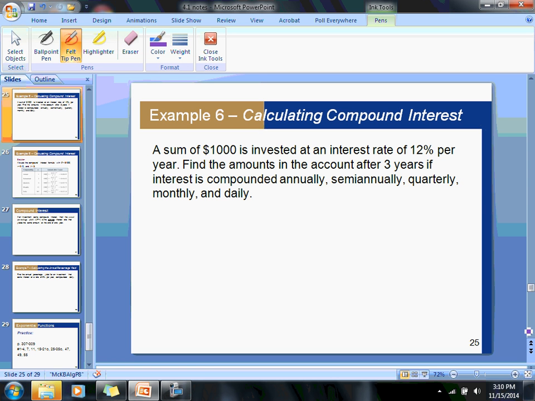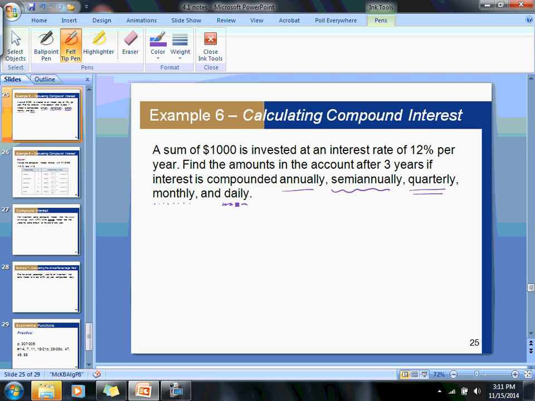So here you have a sum of $1,000, and you're going to invest it at an interest rate of 12% per year. Now remember, when we're dealing with percents in these types of problems, we're going to have to convert them to decimals when we substitute them into the equation. So it says find the amounts in the account after 3 years. So that will be our time. If the interest rate is compounded annually, semi-annually, quarterly, monthly, and then daily. So we've got 1, 2, 3, 4, 5 amounts that we're going to have to do.